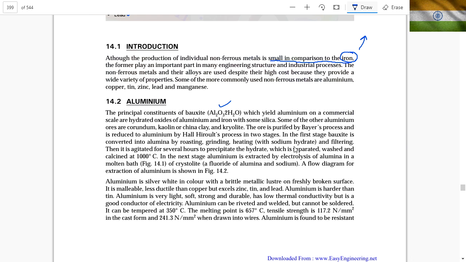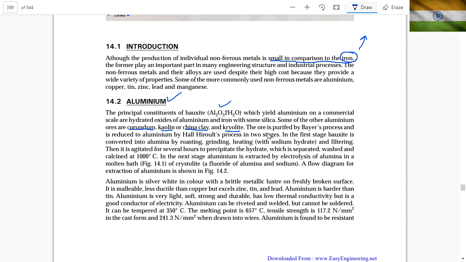So the principal constituents of bauxite which yield aluminium on a commercial scale are hydrated oxide of aluminium and iron with some silica. Some of the other aluminium ores are corundum, kaolin, also known as China clay, and cryolite. These ores are used as raw material to produce aluminium.